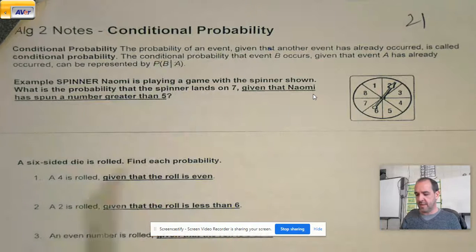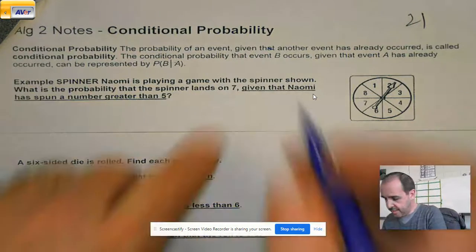The conditional probability that B occurs, given that A has already occurred, can be represented by probability B over A. Okay, we're not going to go into all that. Here's what we're going to do. We're going to simplify this. Example, we have a spinner. Naomi is playing a game with the spinner shown. What's the probability that the spinner lands on 7 given that Naomi has spun a number greater than 5?